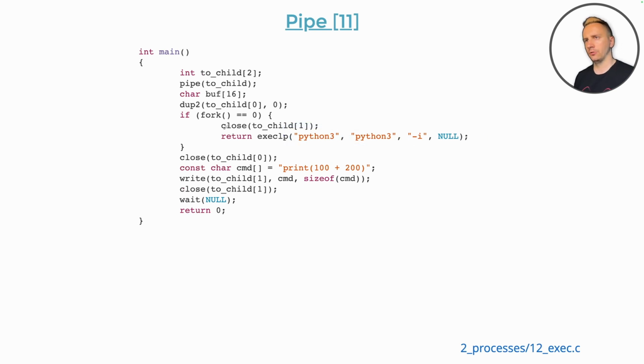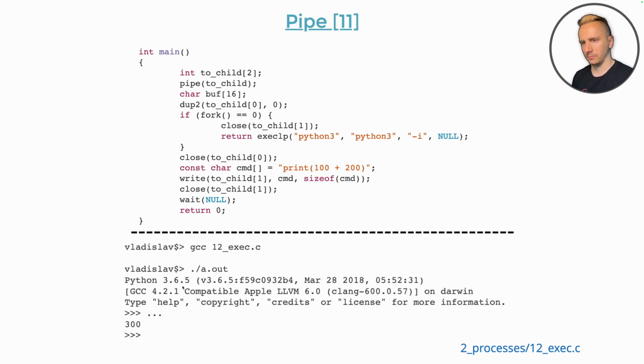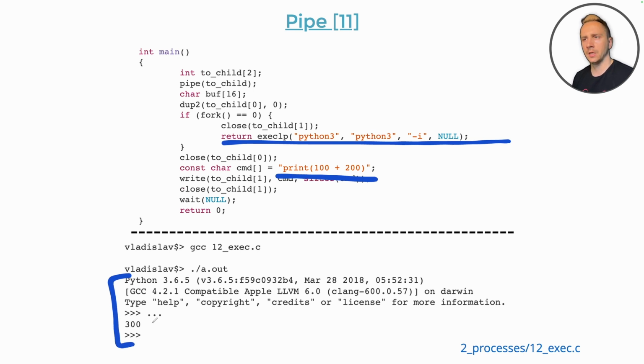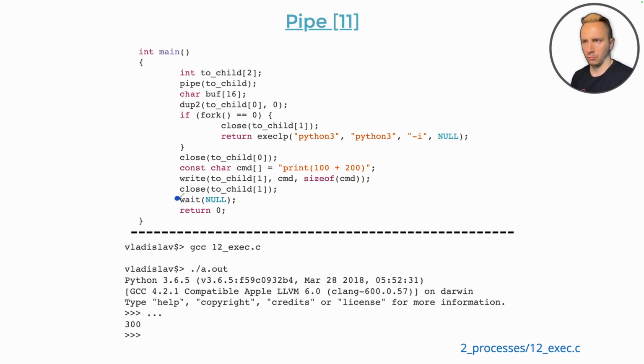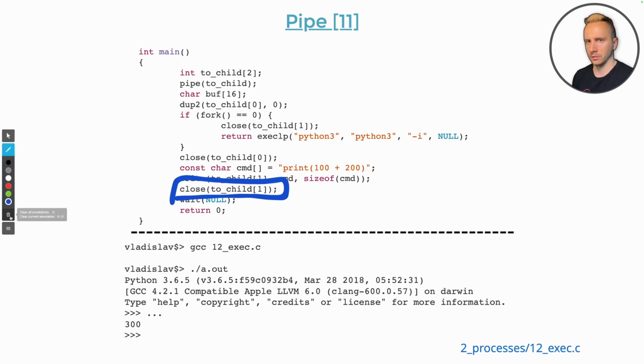So in this case, my child process is actually an interactive Python process. And the parent will send it a Python command to print the result of 100 plus 200. And it will work. I will see that the parent sends this expression to the Python interpreter in the child process, and the child process printed something and then it exited. It exited because I closed the writing end of the pipe. And Python then exited gracefully because it knew there would be no more input.